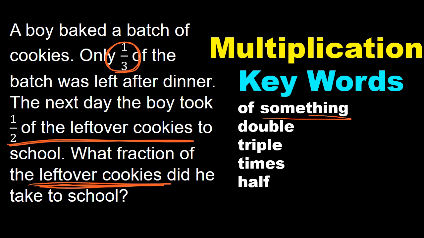You might also see some other keywords. If we double something, we multiply it by 2. If we triple something, we multiply it by 3. Times is another word for multiplication. And if we do half, we're multiplying it by 1/2. So those are some keywords to look at when we deal with multiplication problems.